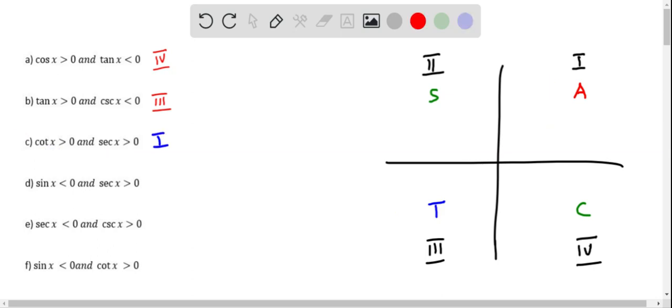Let's do part D. That is, sin x is negative and secant x is positive. We can clearly see from this CAST diagram, sin x is negative in the third quadrant as well as in the fourth quadrant, and secant x is positive wherever cos is positive. Cos is positive in the fourth quadrant as well as in the first quadrant. So clearly we can see that only in the fourth quadrant is sin x negative as well as secant x positive. So we mark the answer for part D as quadrant 4.